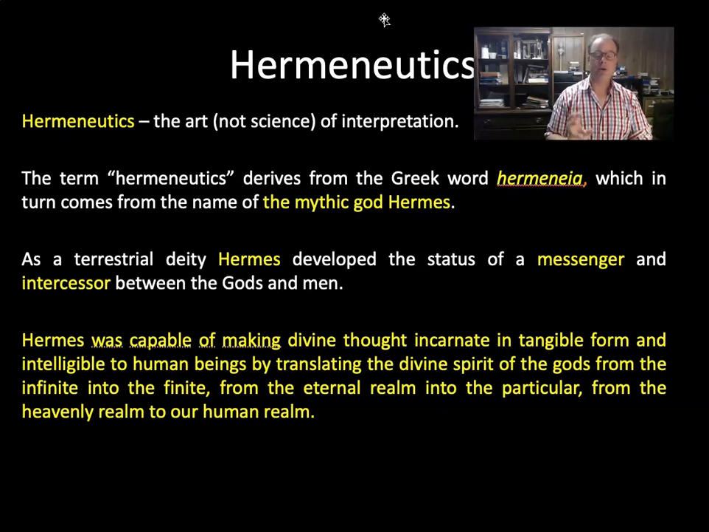The problem is the oracle spoke in riddles. The oracle did not speak clearly. And I'll give you one simple example. The king of Lydia, Croesus, goes to the oracle of Delphi to ask whether he should go to war against the Persians, right? The Persians have a great empire.